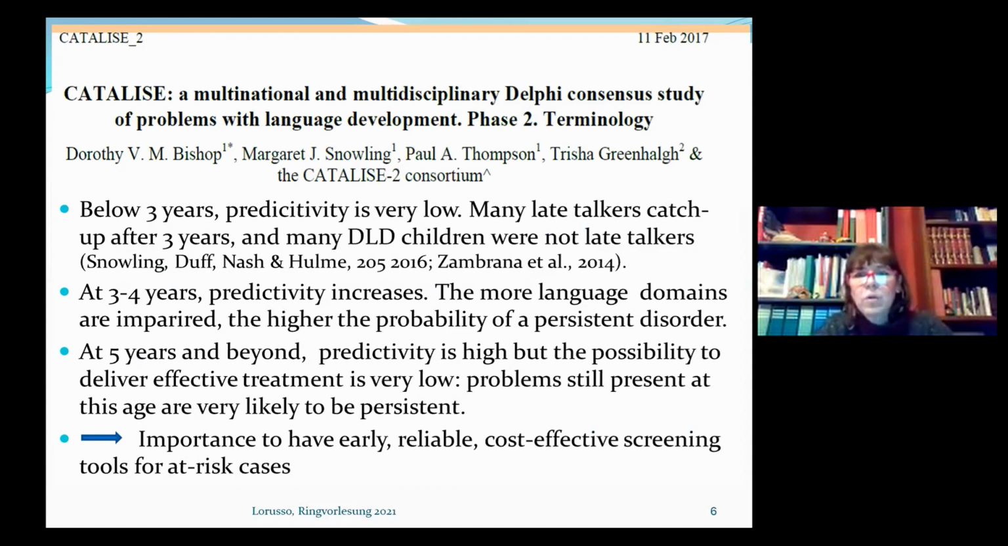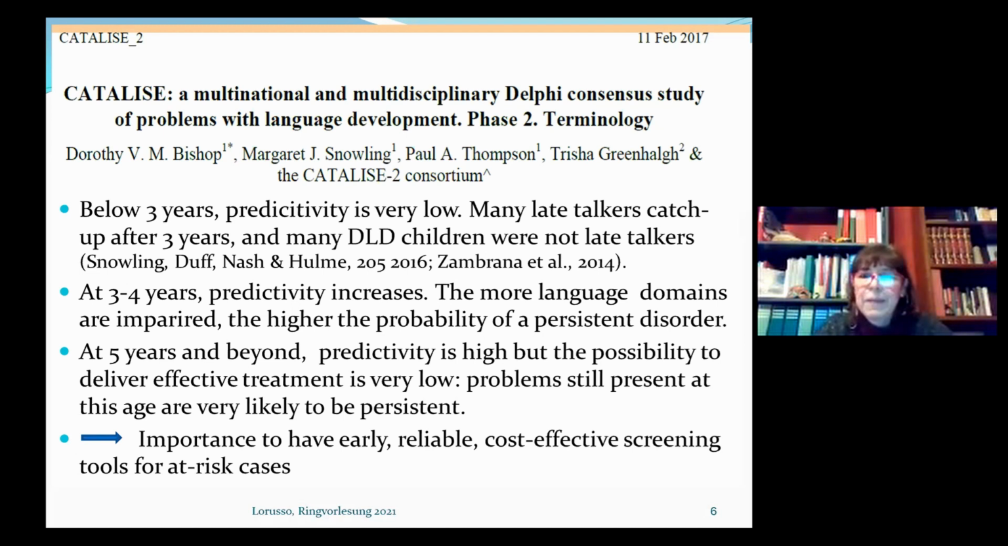As to language, the diagnosis of language disorder, we have to focus on a sort of paradox, which is when you have to diagnose a child who is very young, the probability that your diagnosis is correct, so the predictivity of diagnosis, the probability that the child will really have a language disorder that is persistent over time is very low.